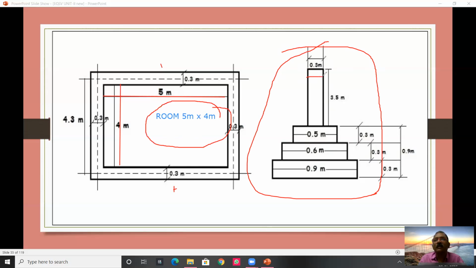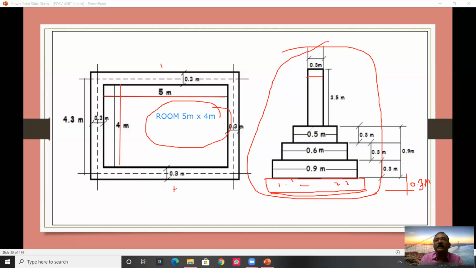This is the width of the wall. Here you will actually have a PCC bed foundation. This also may be 0.3 meters. Here 0.3 meters. There is no hard and fast rule here.